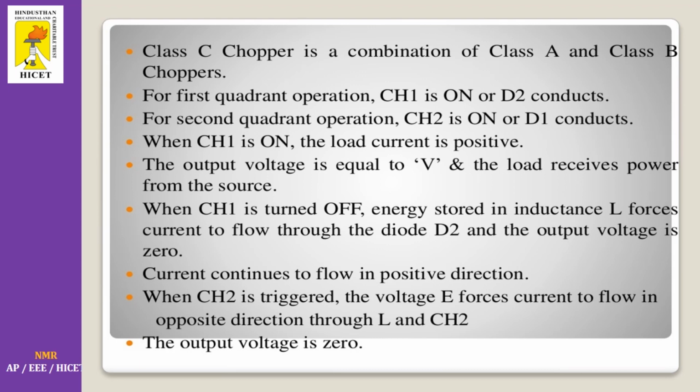When the CH2 is triggered, that is CH2 is on, the voltage E forces current to flow in the opposite direction through L and CH2. The output voltage becomes 0.